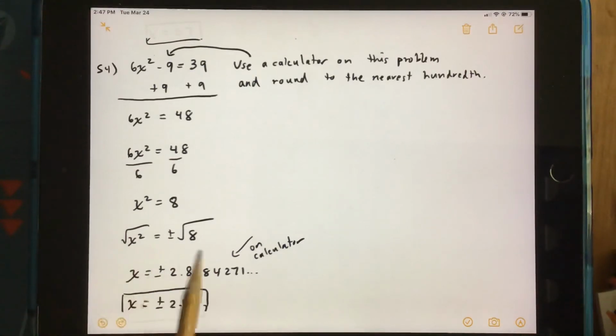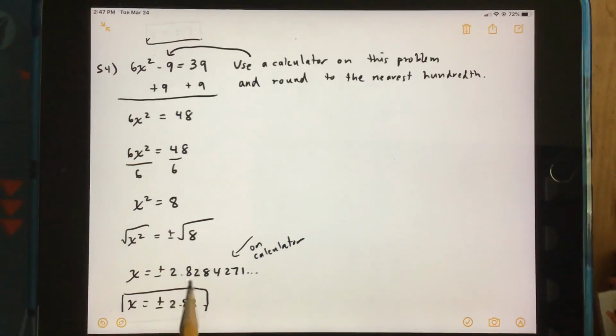Then we're going to take the square root of both sides to undo that square on the x squared. That'll give us x. And over here, we know we're going to get a positive and a negative answer, but we don't know exactly what the square root of 8 is. It's somewhere in between. 2 times 2 is 4. 3 times 3 is 9. So we know it's somewhere in between 2 and 3.